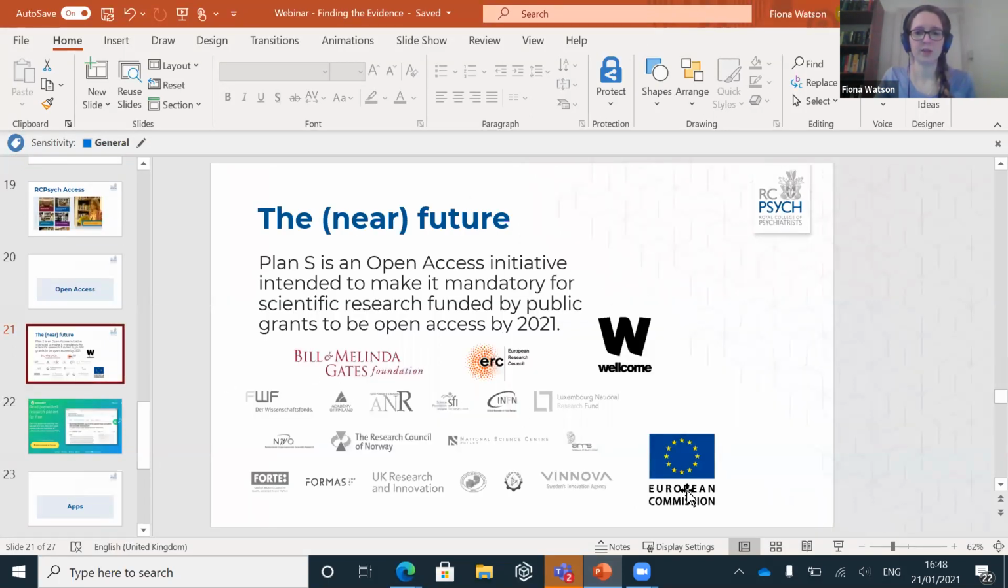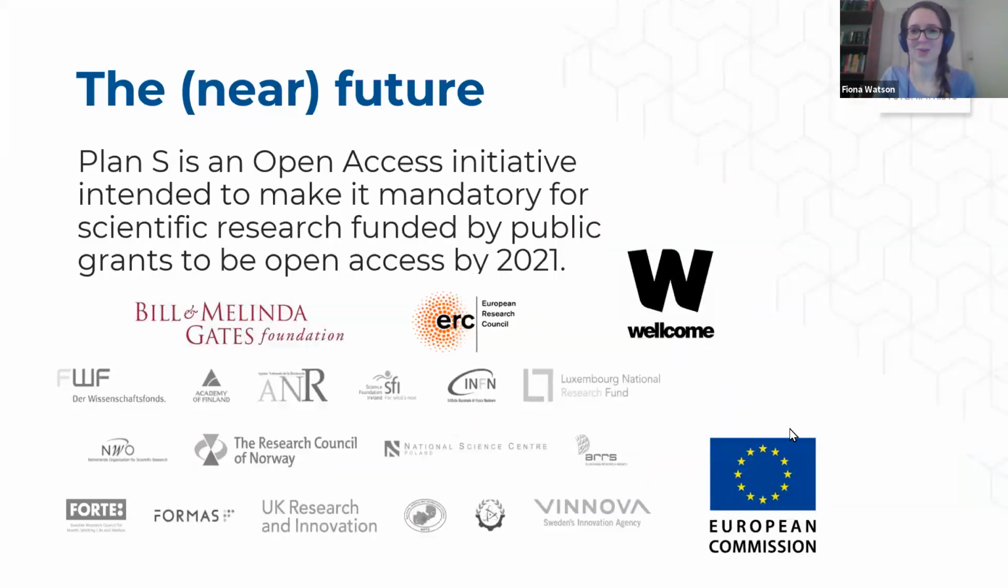So if any of you are thinking this all sounds very complicated and why can't it be simpler? Open access is gaining steam, and 2020 is a very exciting year, even apart from the vaccine, because Plan S came into effect in January. That was an open access initiative intended to make it mandatory for scientific research funded by public grants to be open access. So all of those institutions you can see there, everything that they fund should now be free for you to see. And it also means that your funder pays your article processing charge if you're an author. So some people will find that very exciting.